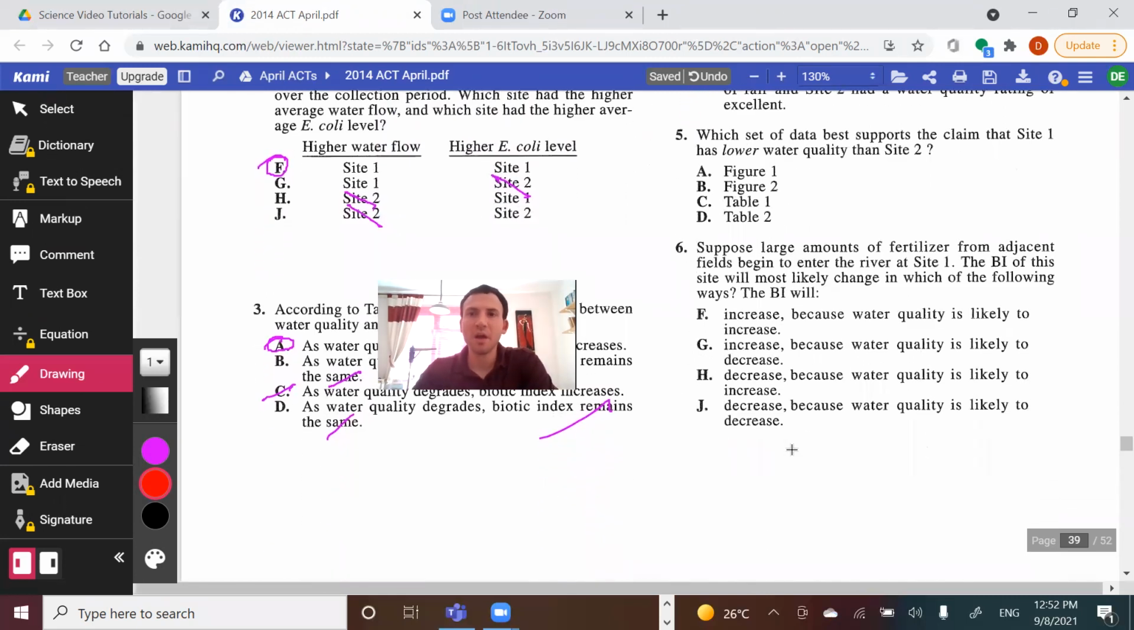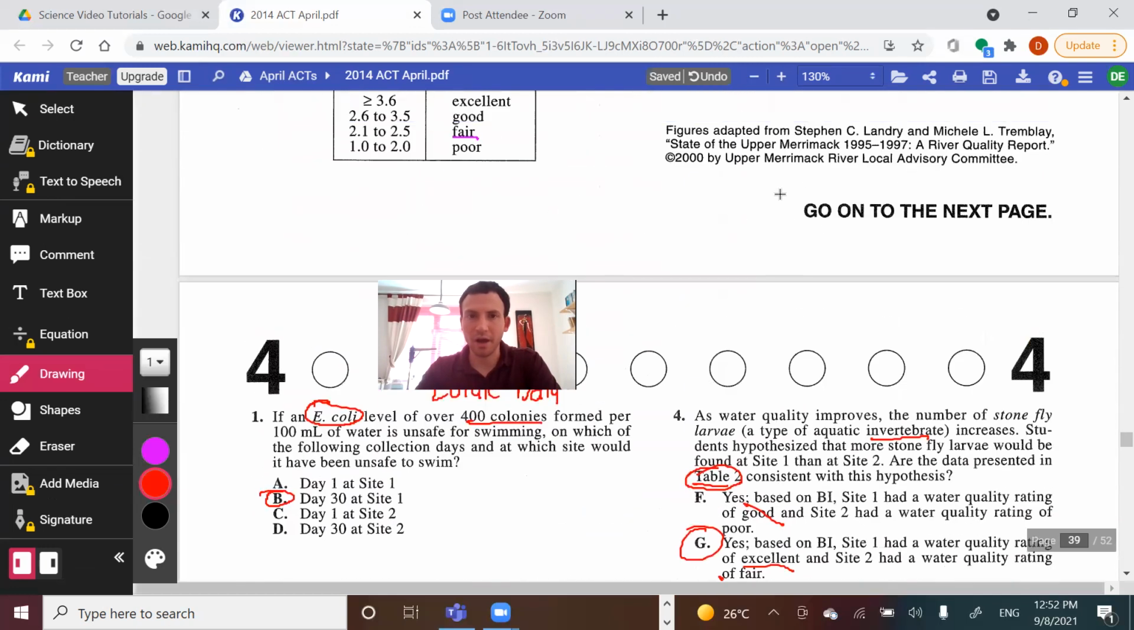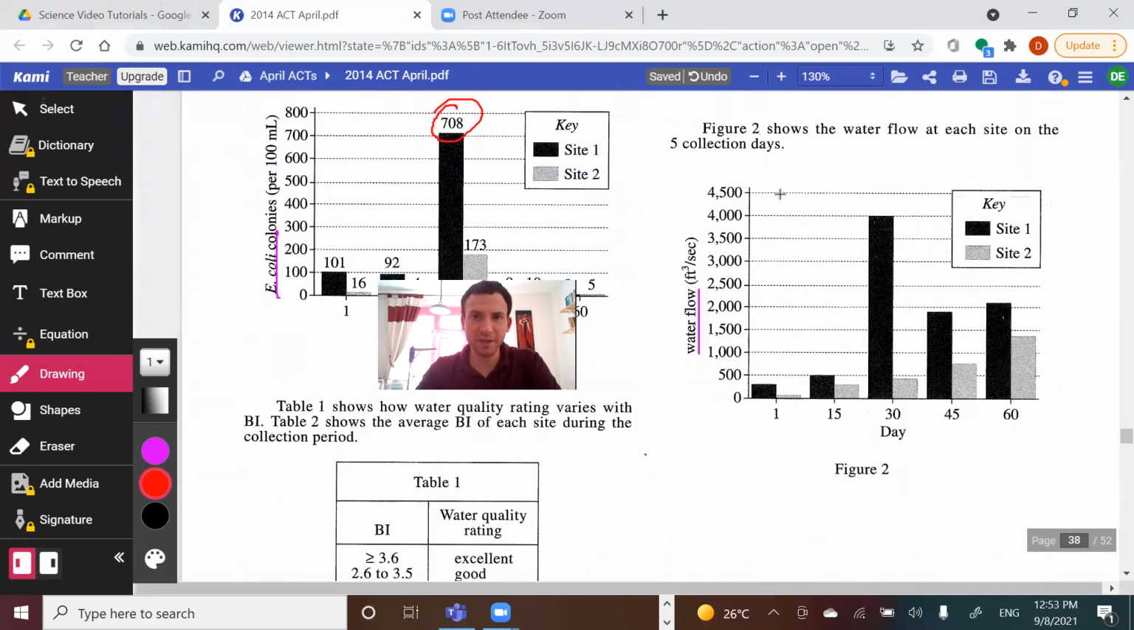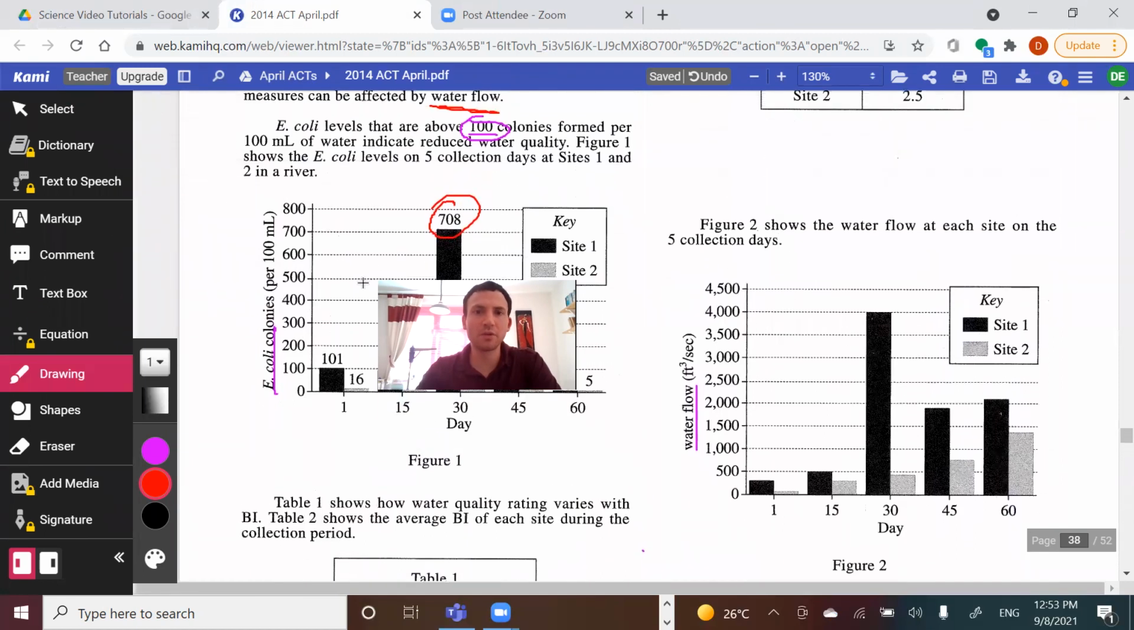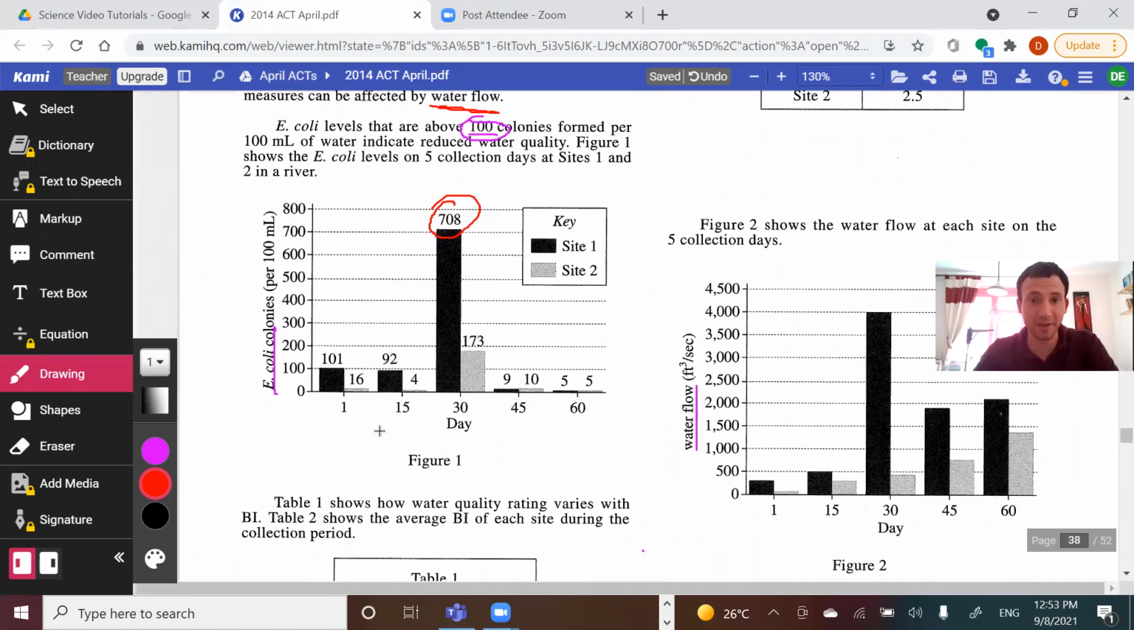All right, 5. Which set of data best supports the claim that Site 1 has lower water quality than Site 2? And they even put it in italics, so we have to be careful here. Okay, so we need to know what's going to show us Site 1 having lower water quality. Well, really, it's just going to be this figure 1, because figure 1 shows that Site 1 has higher E. coli throughout, which is a bad thing.